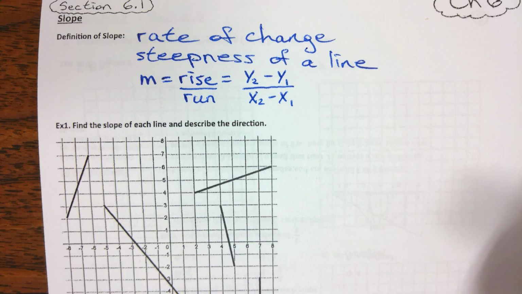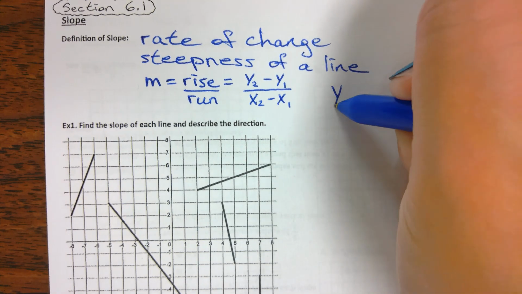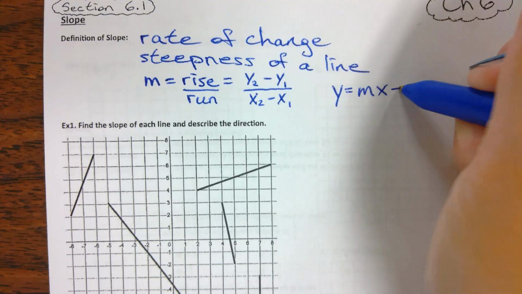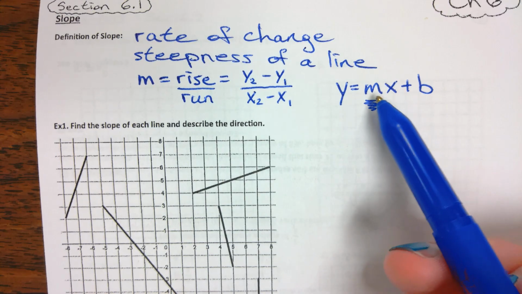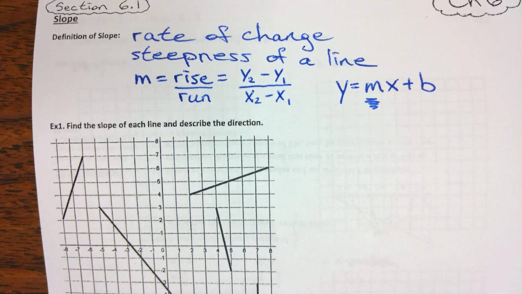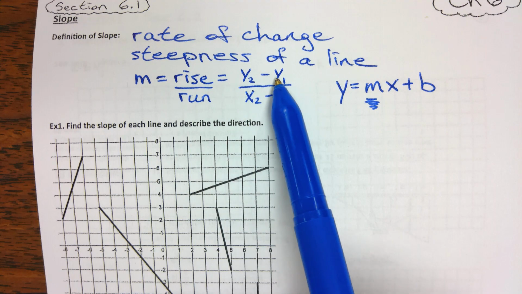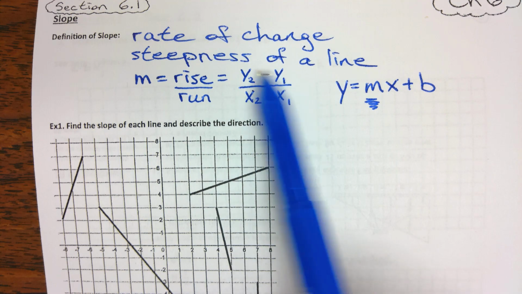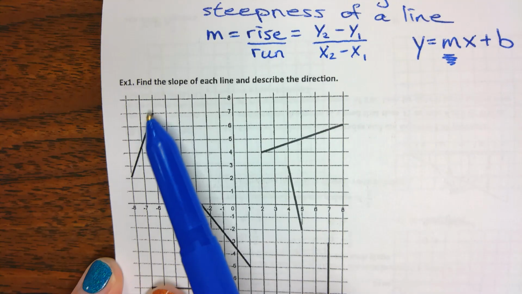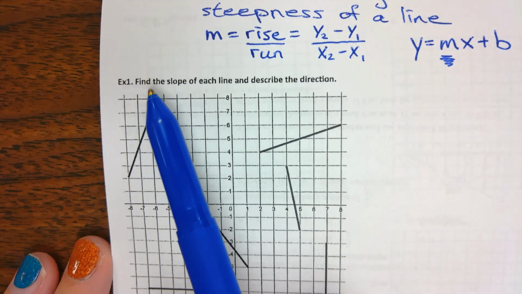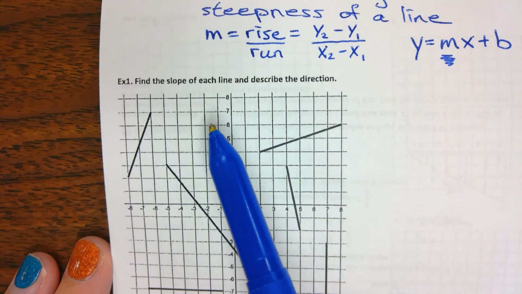Okay. And in the equation of a line, we've been working on this, y equals mx plus b. The slope is the m in the equation y equals mx plus b. Okay. So when I say y2 minus y1, you can also think of it as the difference in your y values over the difference in your x values. Okay, so let's put these into the examples. Find the slope of each line and describe the direction.